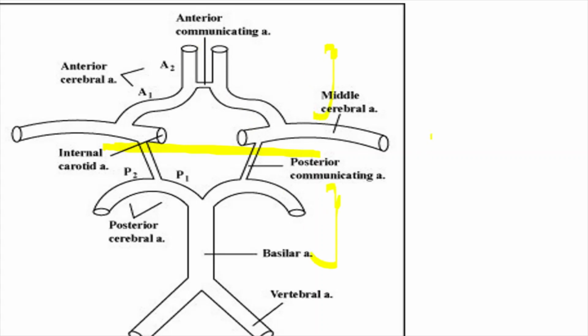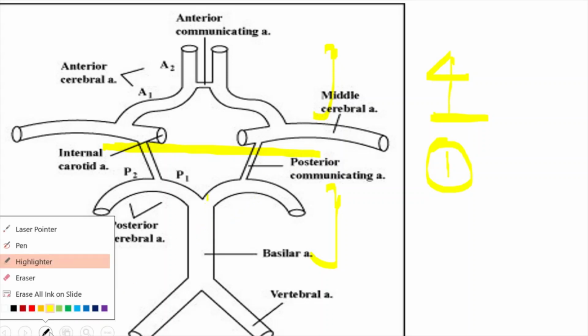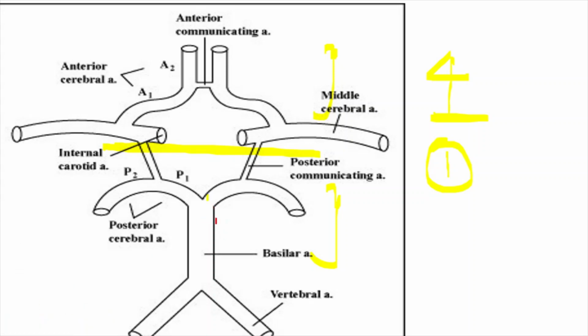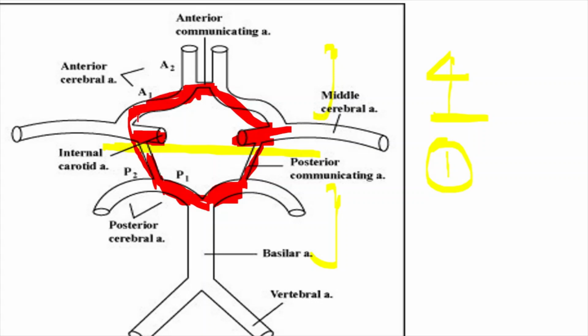What are the components? It is formed by 4 paired arteries and 1 unpaired artery. First is, from the basilar artery, the posterior cerebral artery. This is the first one on both sides. Then is the posterior communicating artery, which is the branch of the posterior cerebral artery. This is the internal carotid artery on both sides. Then is the anterior cerebral artery. These both are connected by the anterior communicating artery. So this forms the circle of Willis.